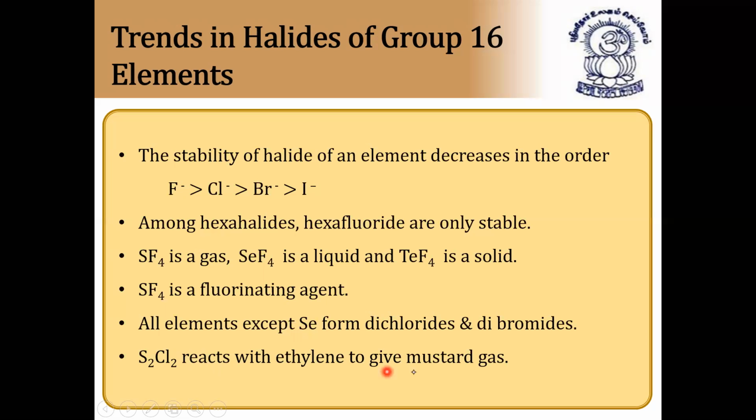S2Cl2 reacts with ethylene to give mustard gas. This is very, very important. Sulfur chloride reacts with ethylene, that is C2H4, and forms mustard gas. This mustard gas formula you can verify in organic chemistry. I hope it is clear. Next. These are the trends in halides of group 16 elements. Let us see the next topic.